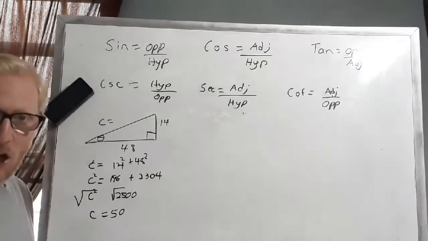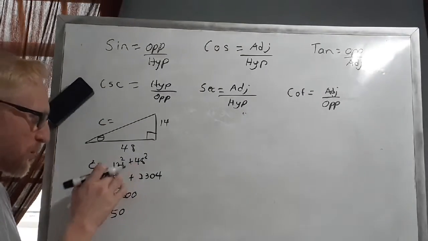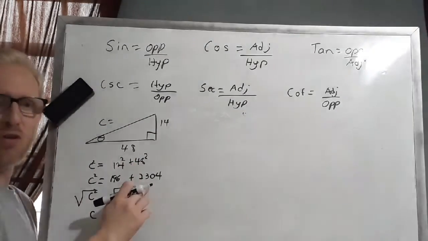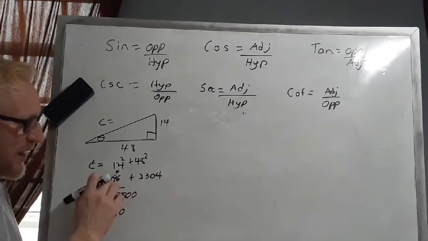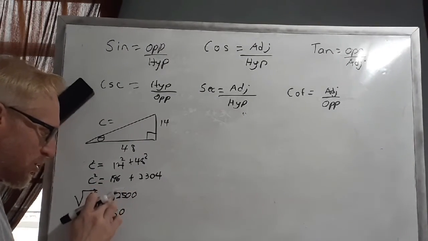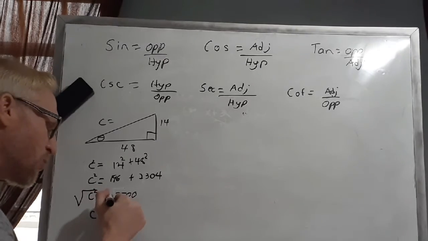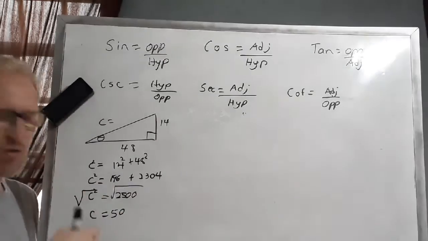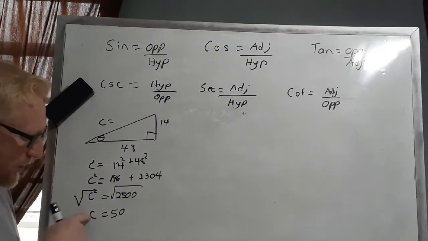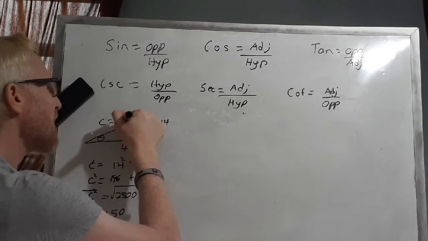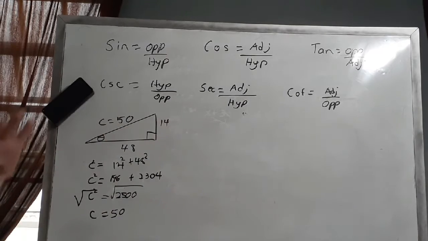So what we do is we use a calculator, obviously, and 14 times 14 is 196, and 48 times 48 is 2,304. We're going to add that, and that's going to be 2,500. Now C squared equals 2,500, so what I'm actually going to do is find the square root of C squared and the square root of 2,500. So the square root of C squared is C, and the square root of 2,500 is 50, which means that 50 is our hypotenuse. And we're going to look for all six basic trigonometric functions.